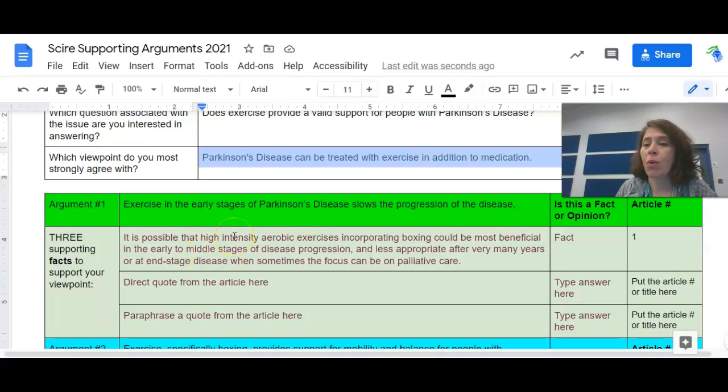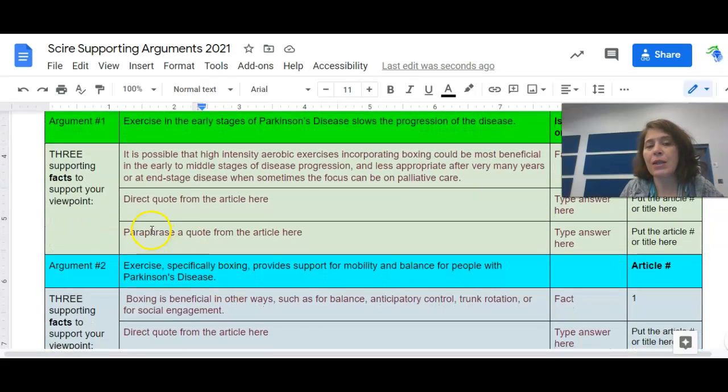You're going to have 3 quotes under each one. I know I only have one, but if I was going to continue this activity, I would take my second article, my third article, my fourth article. I would find quotes from all of them, okay? You're going to put them in. Notice that this one's a direct quote. This is a direct quote. This says paraphrase a quote from the article, okay?